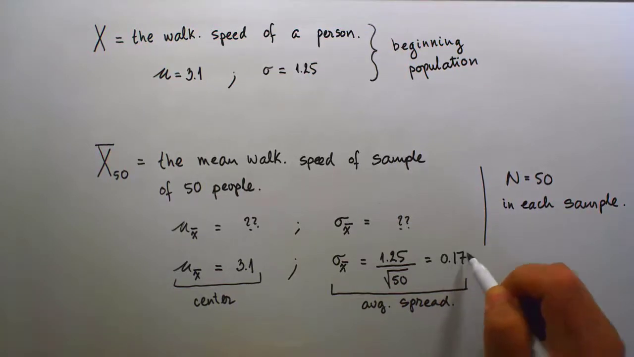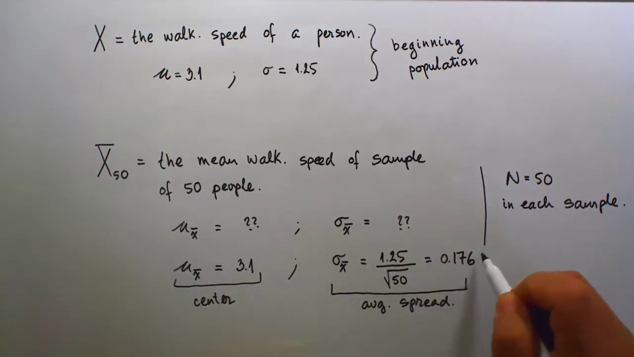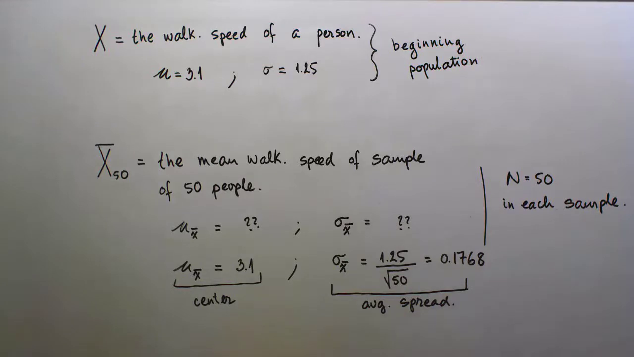0.1768. So here I'm going with 4 decimals in this example. But like I said again, when you're actually starting with your assignments, make sure you watch for the little instruction about how far to round in each problem when it comes to the sigma x bar value.